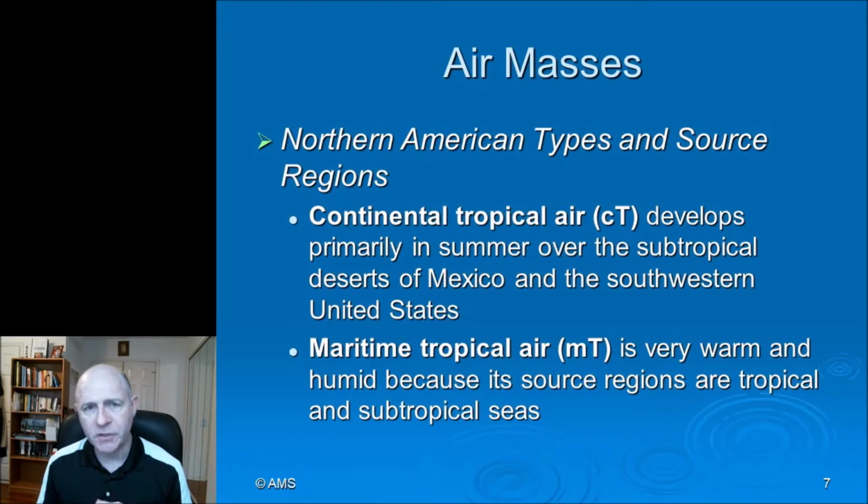So in terms of where the source regions are for North America, continental tropical, think dry and hot. That's going to be over the subtropical deserts of Mexico and the southwestern U.S. Think New Mexico, Arizona, and interior California. Maritime tropical is what we think about here in Virginia in July. You know, it is warm and it's humid.